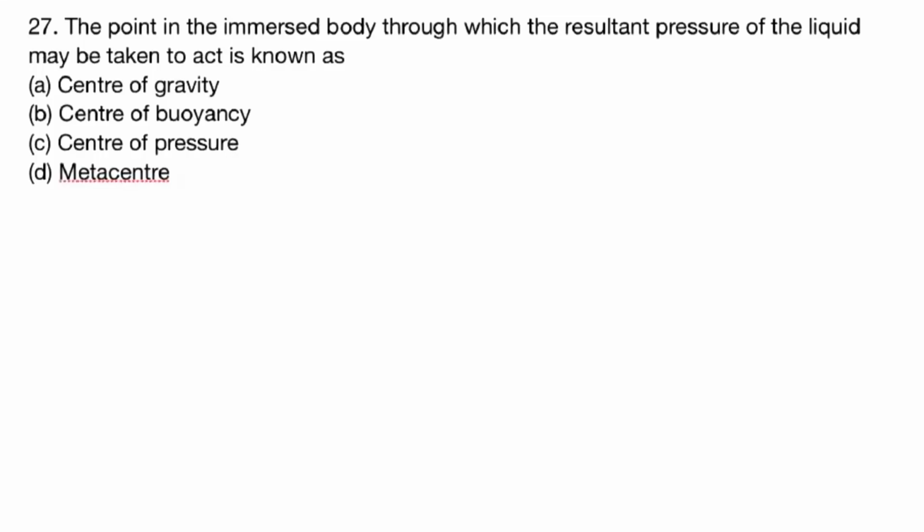The point in the immersed body through which the resultant pressure of the liquid may be taken to act is known as: option A, center of gravity; option B, center of buoyancy; option C, center of pressure; option D, metacenter. So the correct answer of this question is option C, that is center of pressure. When a body is immersed in a liquid, the resultant pressure acts at the center of pressure.